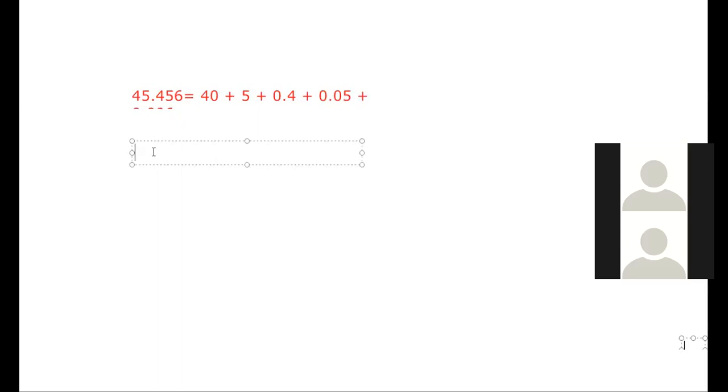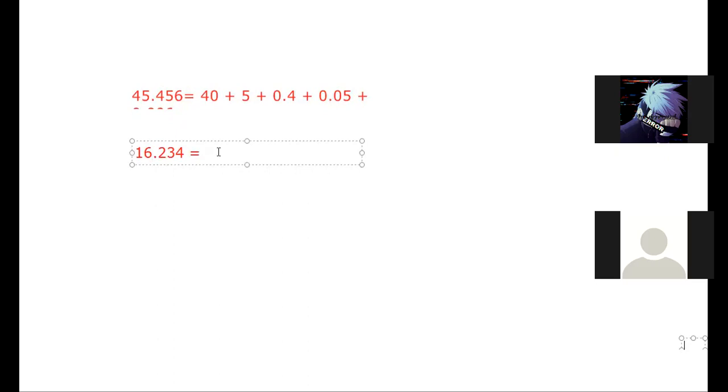Yes, miss. Yalla, Lana. If we have 16.234, okay? Yalla, start. 10. Bravo. 10 plus 6, plus 0.2. Yes. Plus 0.3. No, not 3, Lana, because it became hundredths. 0.02. Very good.